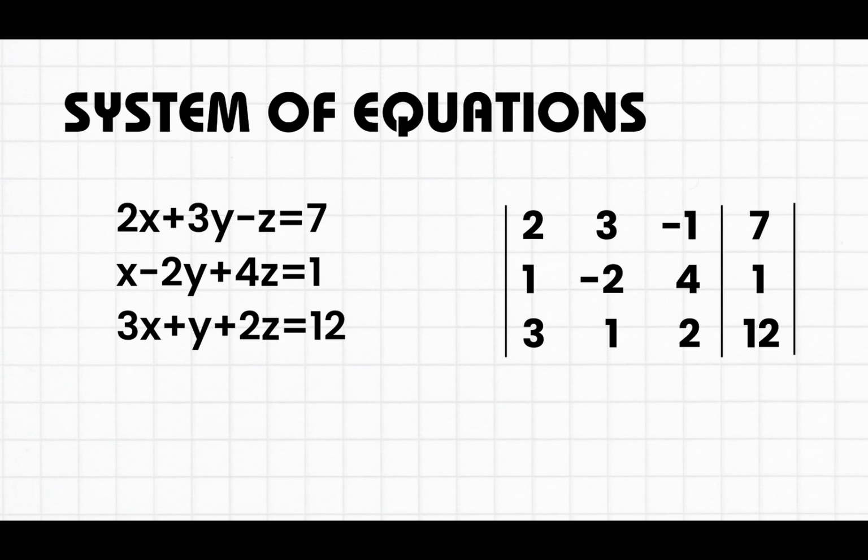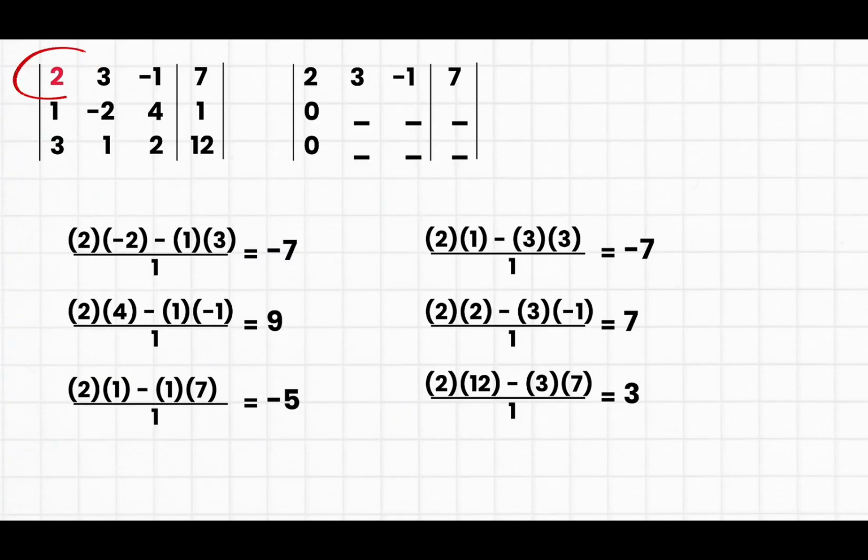First, we organize these coefficients into our initial matrix, separating the independent terms. By definition, our previous pivot is 1, and we will take the 2 in position 1, 1 as our current pivot.